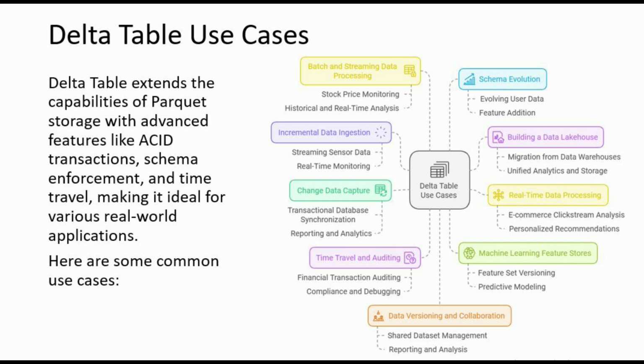Use case 1, incremental data ingestion. Delta tables are ideal for handling incremental data ingestion. For example, imagine you're working with IoT sensor data, which continuously streams into your system. With Delta tables, you can efficiently load only the new data, avoiding the need to reprocess the entire data set. This capability ensures consistency and reliability, thanks to Delta's ACID transactions.